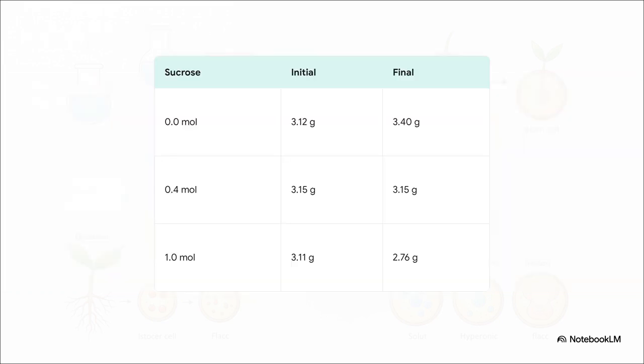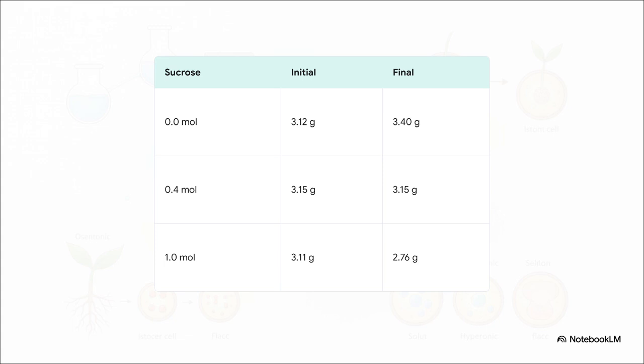Look closely at the raw laboratory data we just captured. These numbers are wild. The potato cylinder submerged in pure water started at 3.12 grams, and it actually gained mass, ballooning up to 3.40 grams. Water literally forced its way into the potato's cells.